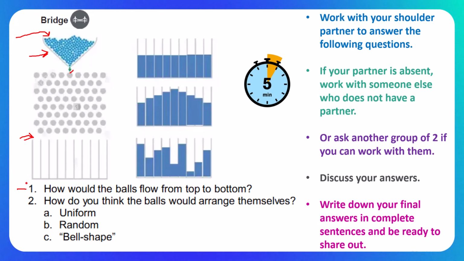How would the balls flow from top to bottom? So we have 3 illustrations here. This first one is uniform. The second one is bell-shaped, because it makes kind of a bell shape, higher in the very center and then tapering off on the ends. And then the last one is random. Okay, so do you think it would be uniform, random, or bell-shaped?